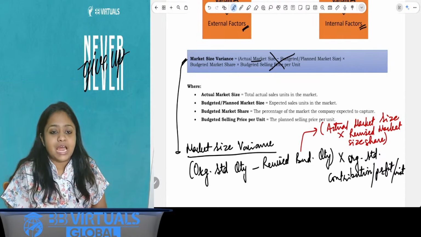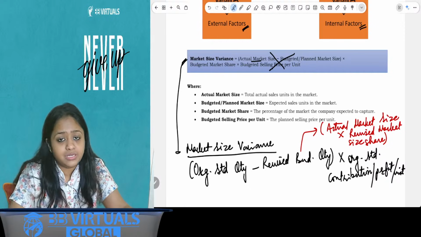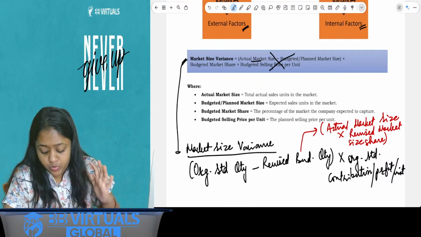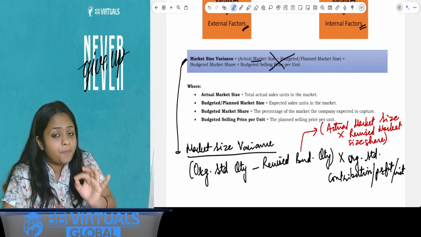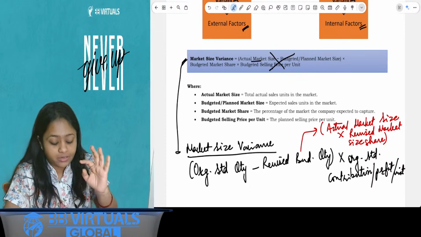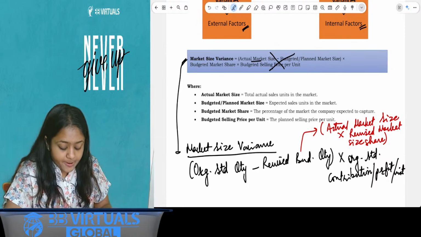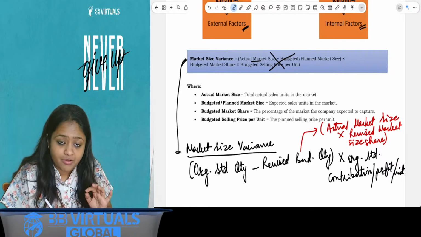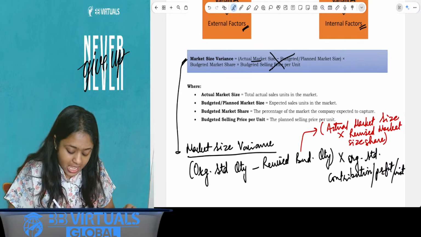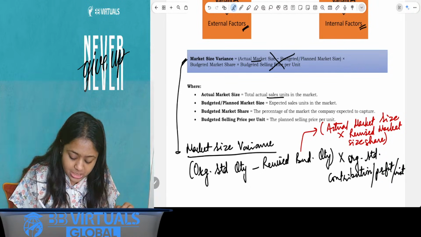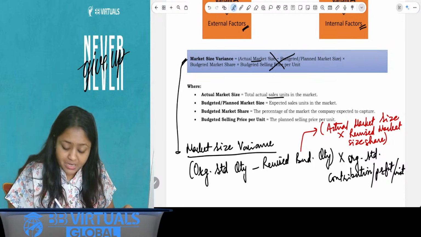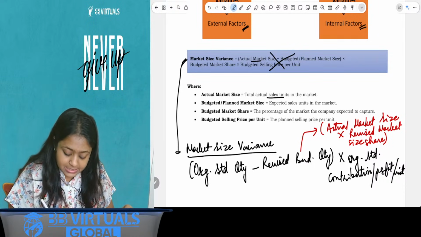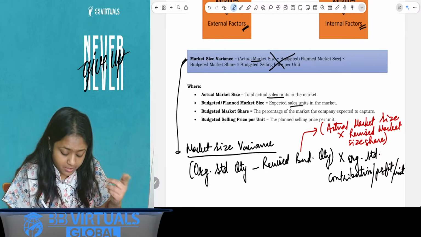Okay, original standard contribution or profit per unit, that is the standard way that we use, and only with that you will multiply. So I hope I'm very, very clear how to calculate the market size variance. Okay, now what is actual market size? Actual market size is the total actual units in the market. Budgeted or planned market size is expected sales units in the market.